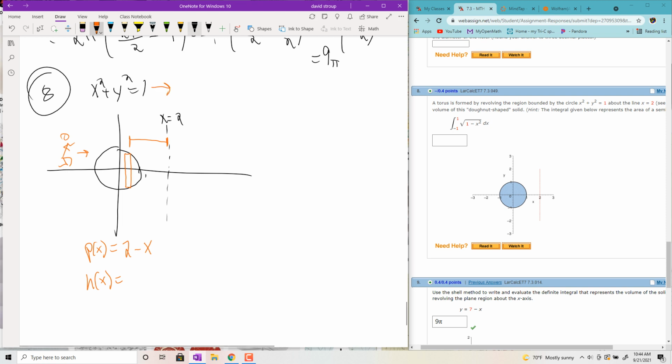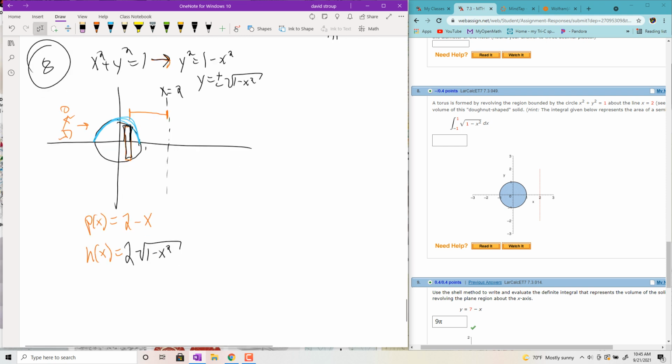I could solve this for y. I get y squared equals 1 minus x squared, and then y equals plus or minus the square root of 1 minus x squared. The plus version is the upper hemisphere of the circle, right here. So I can use that formula to get half the height, because that will just tell me the height of this rectangle. So it'll be the square root of 1 minus x squared. To get the full rectangle, I have to multiply it by 2. So I get 2 times the square root of 1 minus x squared.